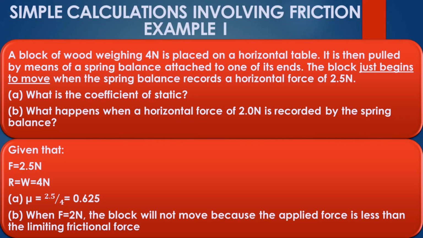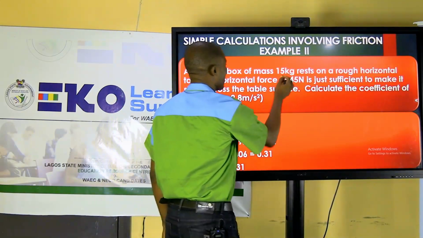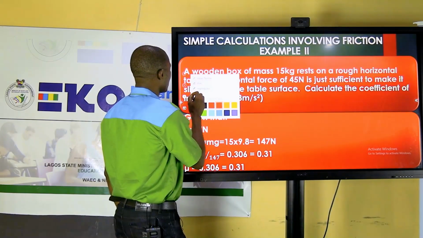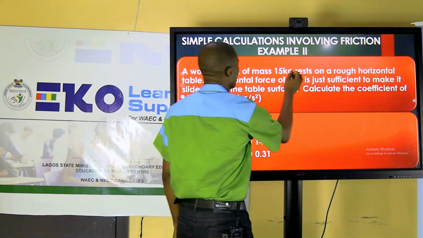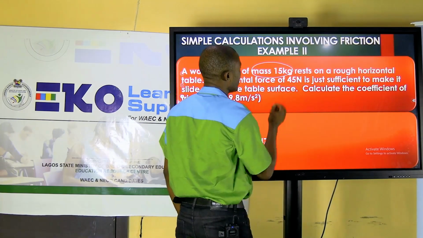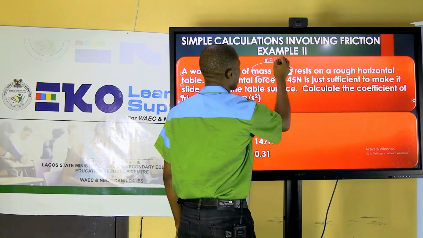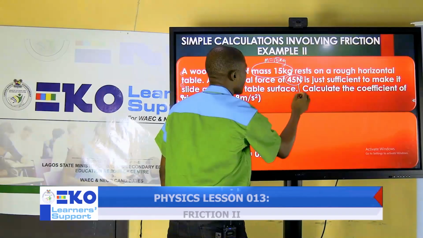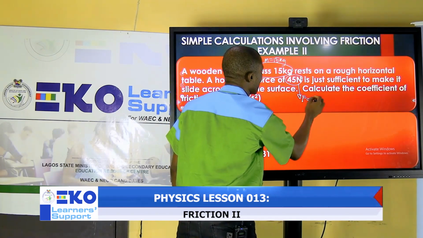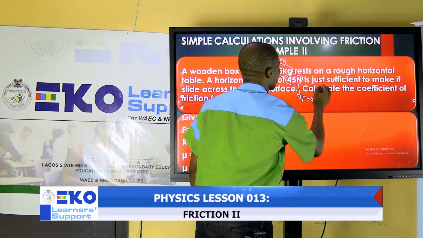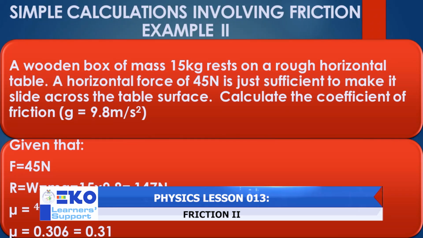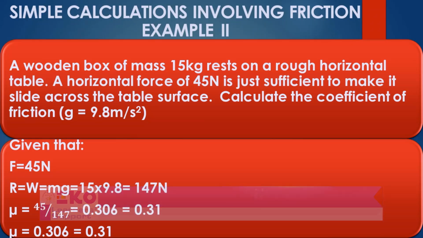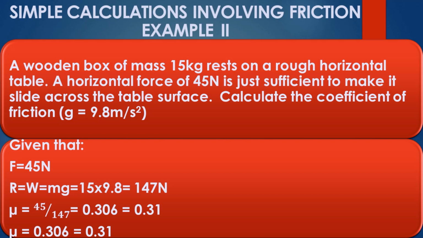Let's go. All right, so let's look at example number 2. A wooden block of mass 15 kilogram. Let's look at this. Mass 15 kilograms, so which means that the mass is given as 15 kilograms. So M is equal to 15 kg. A horizontal force of 45 newtons. So here we have force as 45 newton. And they said it's just sufficient to make it slide across the surface. Calculate the coefficient of friction.